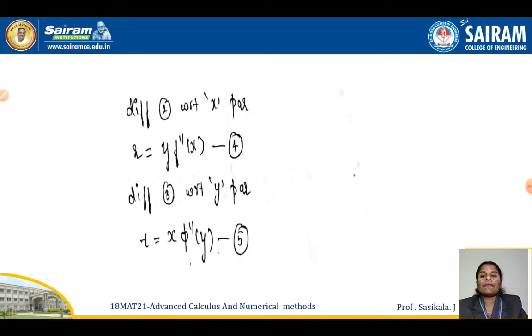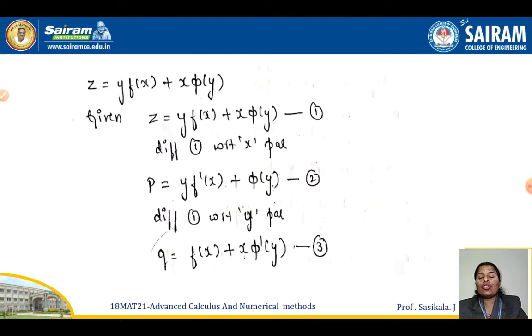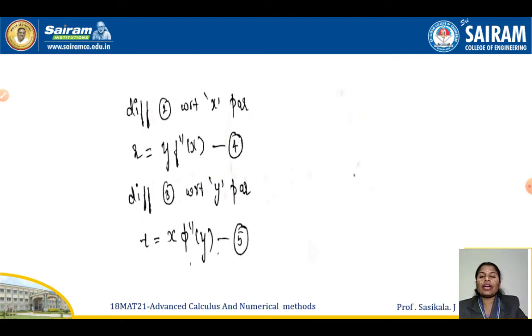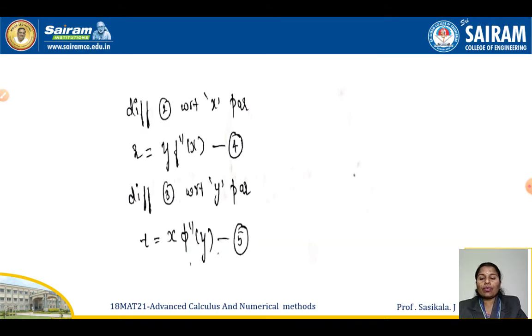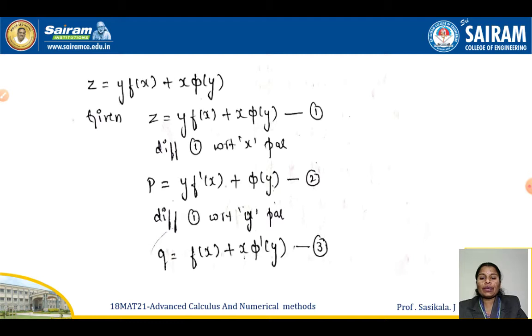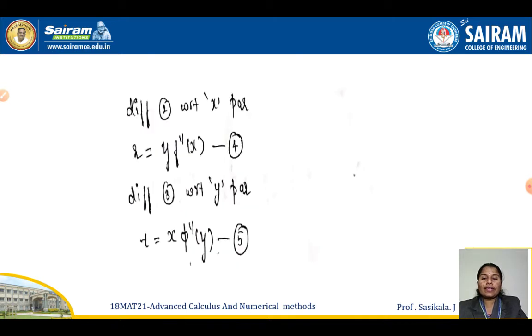So we can go with differentiation with respect to x for equation number 2. I'll get del squared z by del x squared, which is nothing but your r term. So I have y into f double dash alone will come, the other will go 0. What will be the next one? With respect to y, I'll get t for equation number 3, del squared z by del y squared. With respect to y, f of x will be 0. I'll get only x into phi double dash. So again equations 4 and 5, is there any possibility? Here you have y f double dash, here x into phi double dash is there.